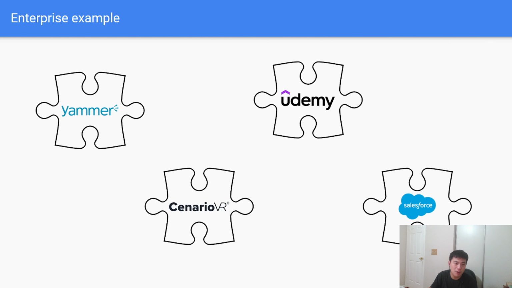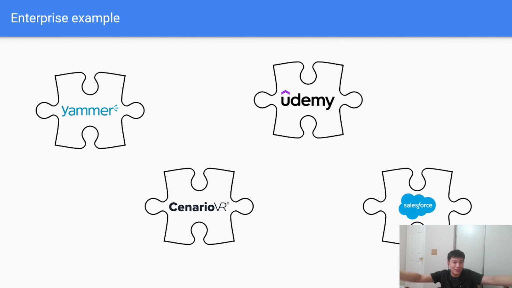If you want to see a practical example, like Yammer, Scenario VR, Udemy or Salesforce, these could be some applications that your learner uses if they're being onboarded in training at your company. Each of your employees is using each of these applications, but they only communicate among themselves. It'd be nice if we could put all of these together to really talk about the topic as a whole, like how the onboarding process actually is for your employees.